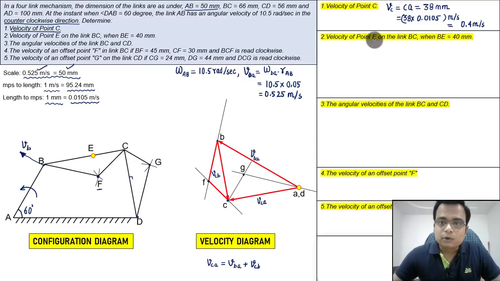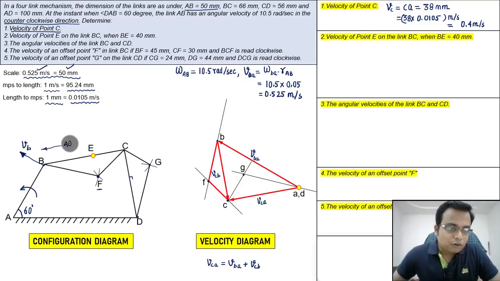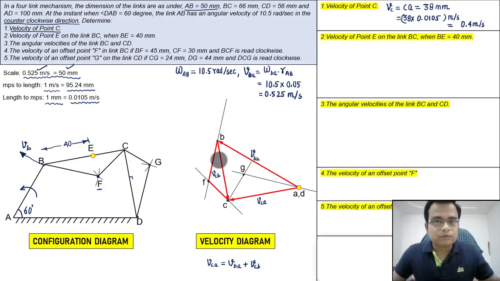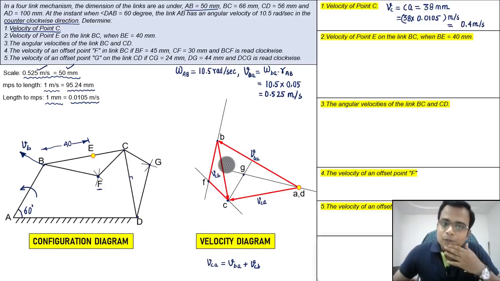Secondly, we need to work out the velocity of point E, this point. This point is somewhere along BC. Now this point is at a distance of how much? This distance has been given. Well, that's 40 millimeters. Okay, and this point will have a corresponding point over here also in the velocity diagram. Well, how can that be worked out? We need to see. So here we go.